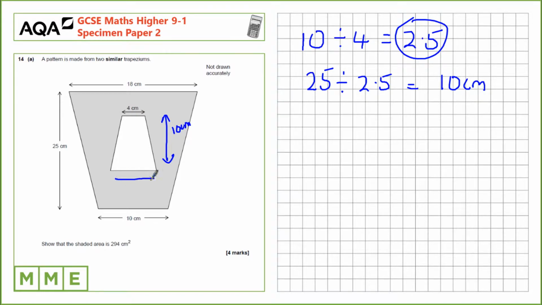The other length we need to calculate the area of the small trapezium is this one here, and the corresponding length to that is this length here. So we need to take 18, divide it by 2.5 because it's 2.5 times larger, which is 7.2 centimeters.